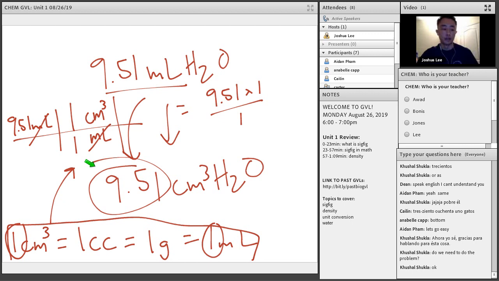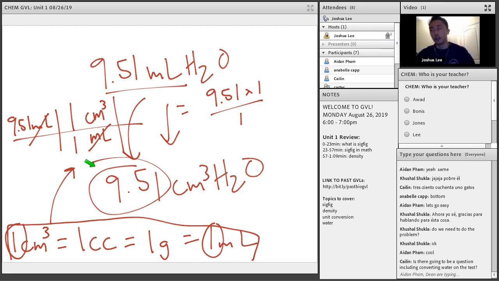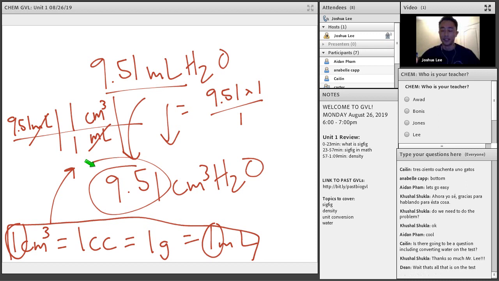But yeah, all right. With that, I think we're done. Dang, first GVL, an hour, 20-ish minutes. I wonder, and this is supposedly the easiest unit. Is there going to be a question including converting water on the test? Probably. Wait, that's all that's on the test.